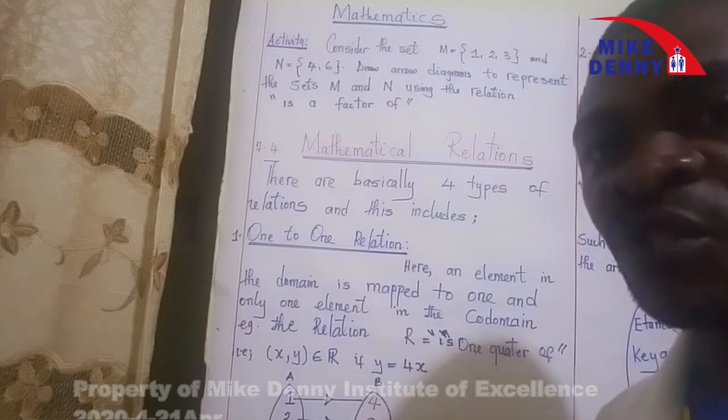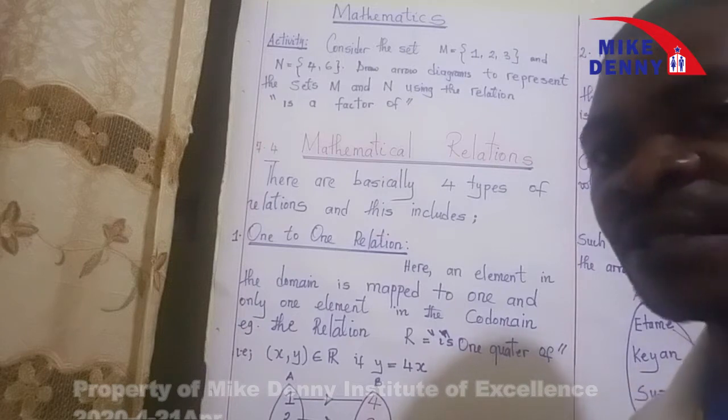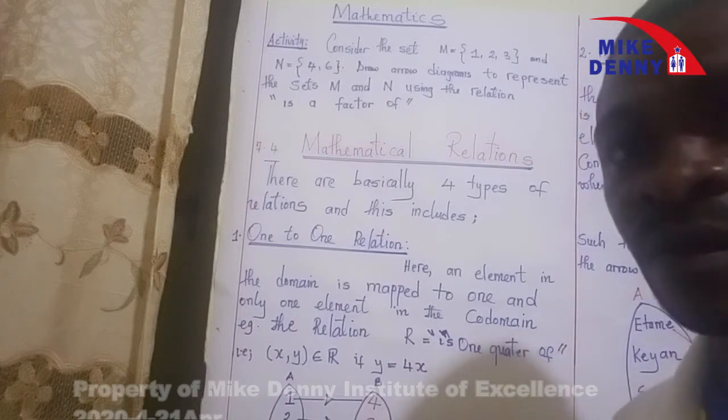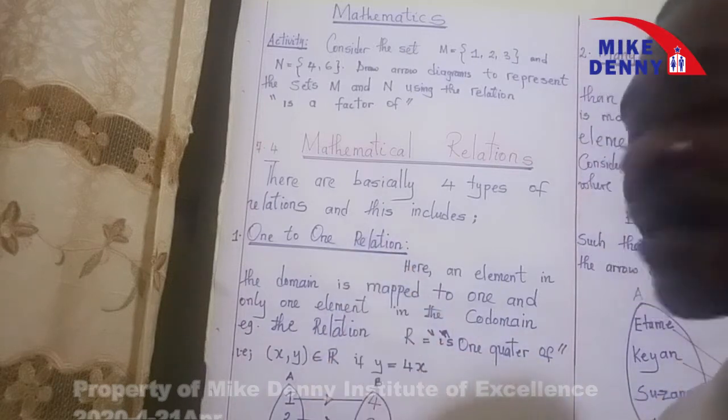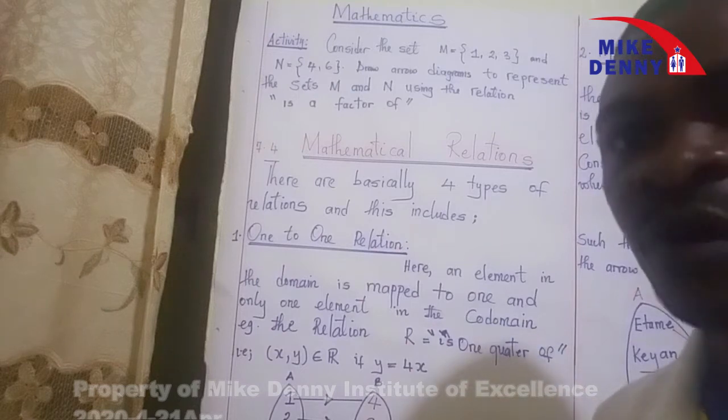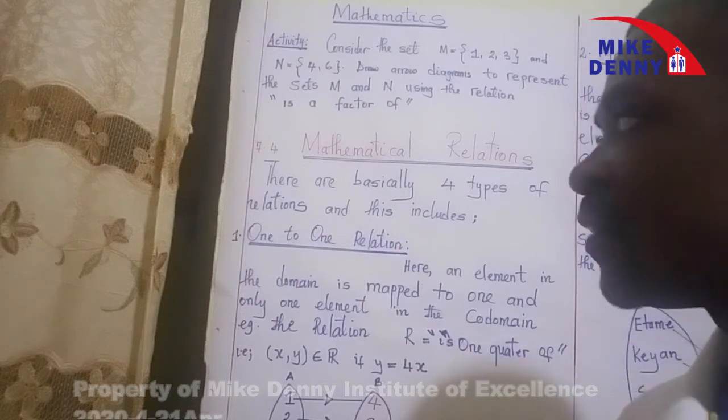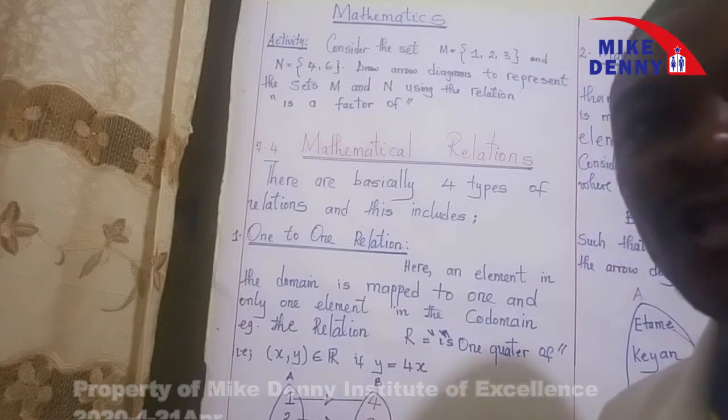The real life situation here is where we are related to our cousins, nephews, aunties, uncles, nieces, and so on. So it's the same thing that applies. And there exist basically 4 types of relations. The very first one is a one-to-one relation.